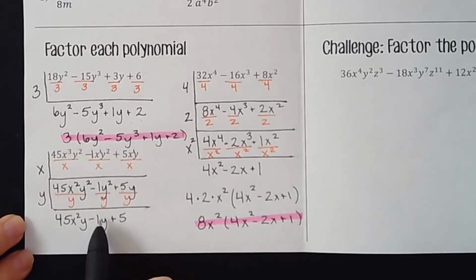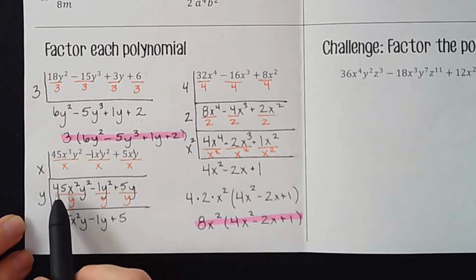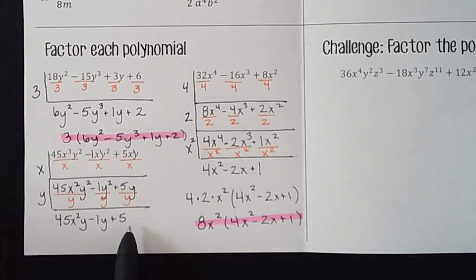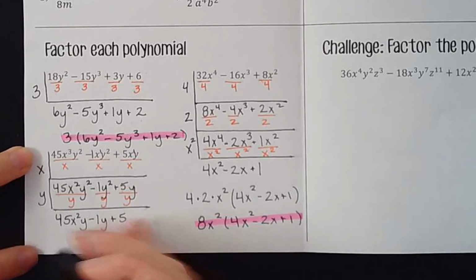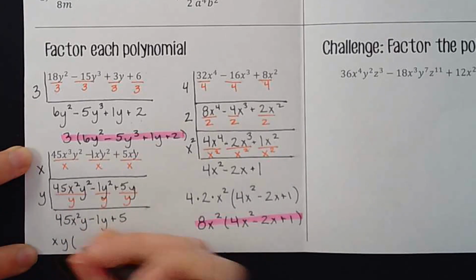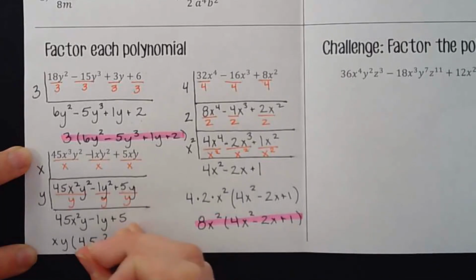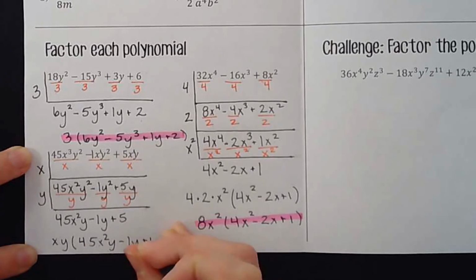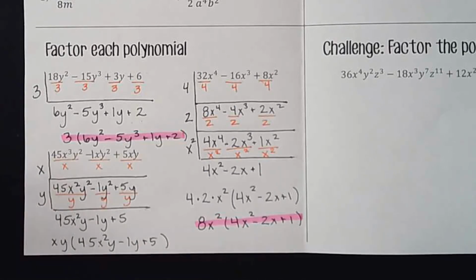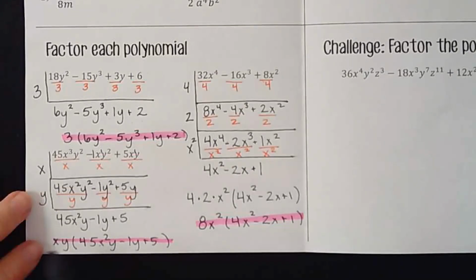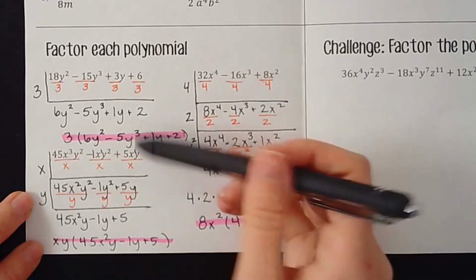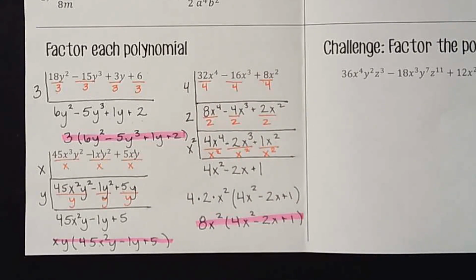Well, I know there aren't any numbers I can factor out of here, and I've already factored out the x's and the y's. And I know I'm done because there's nothing else I can divide all of these terms by. So my final answer, my factors are x, y, and 45x squared y minus 1y plus 5. If I checked my answer, and you totally should, if I distributed x, y into all 3 of these terms, I'll know if my answer is right if I end up back at my original problem.